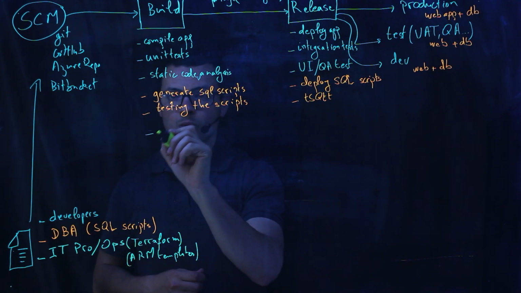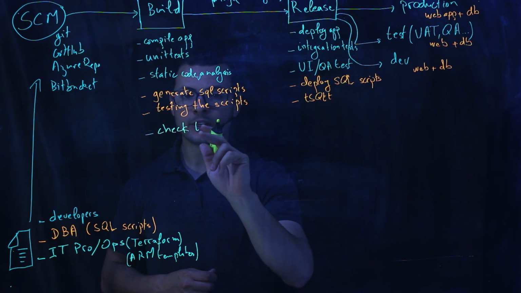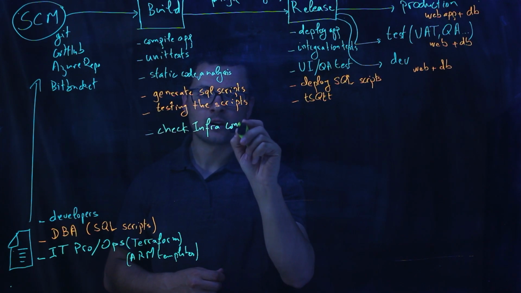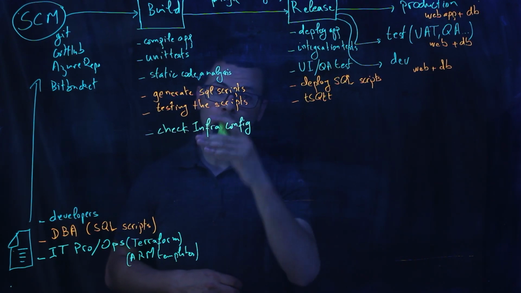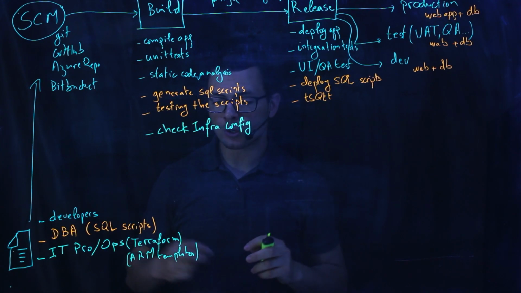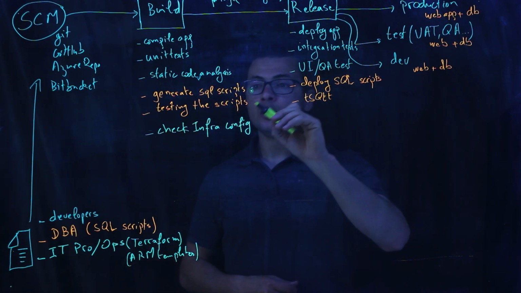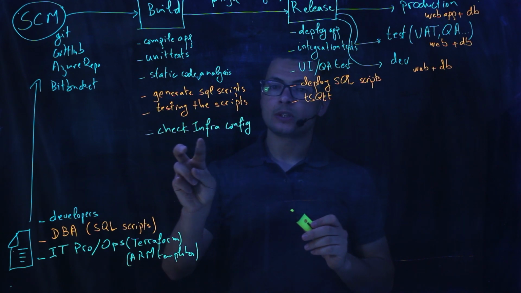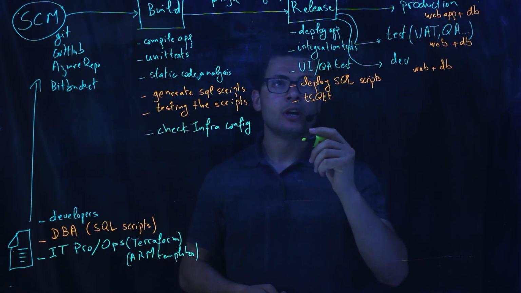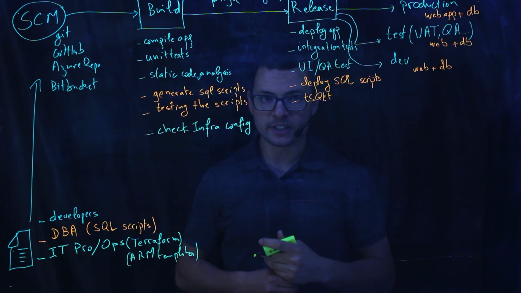So here we say we want only to check the infrastructure, the infra files, or the infra config. It won't deploy at this stage, but it is just checking the syntax of the files. Then during the release pipeline, those Terraform files or those ARM templates will be used in order to provision the infrastructure.